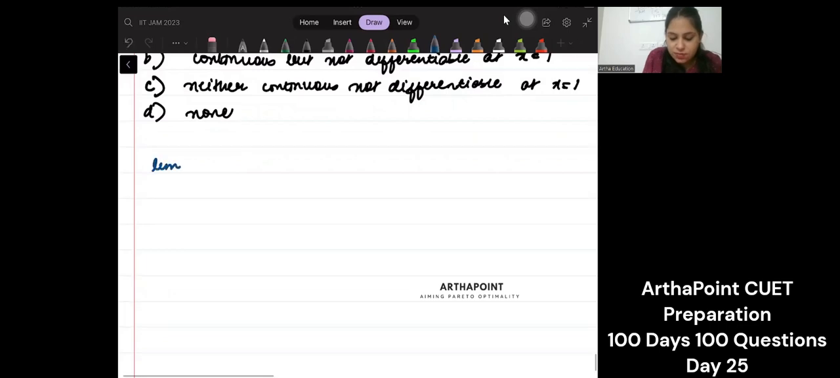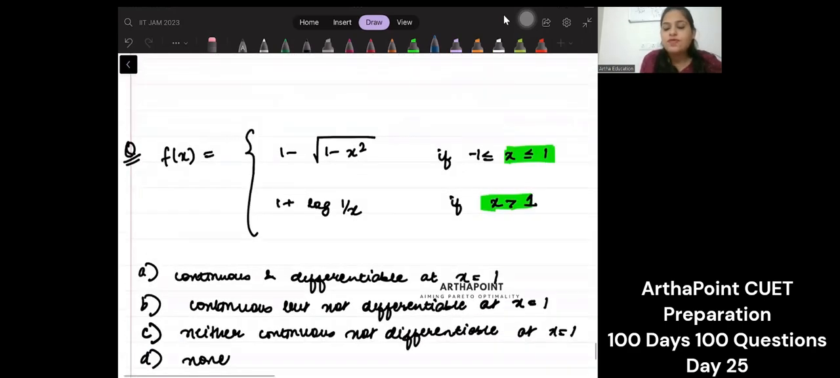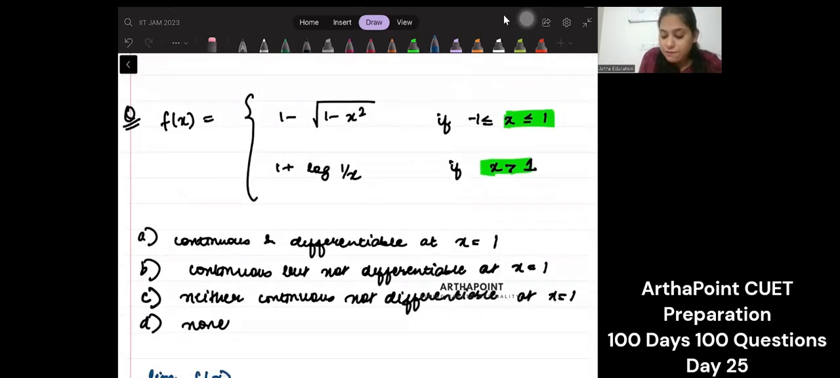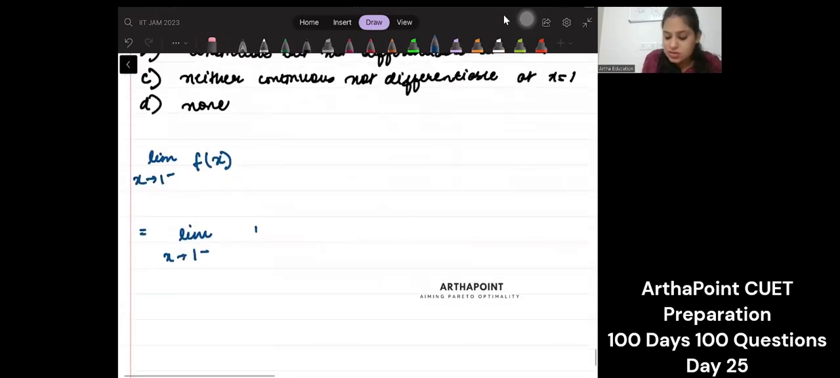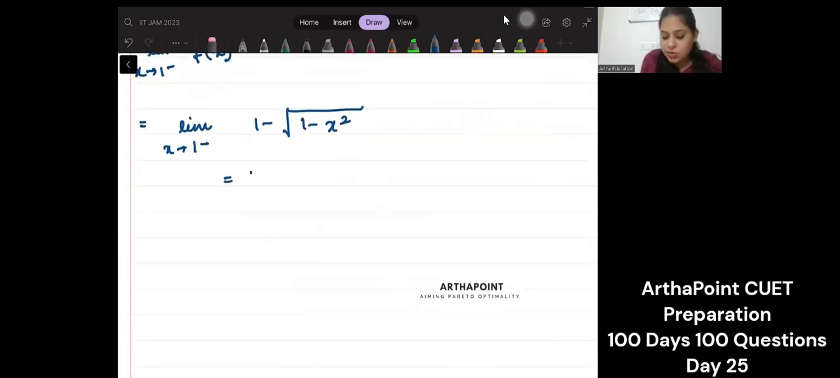So limit x tends to 1 minus f(x). When I approach from 1 minus, that means less than 1, which part of the function will I take? I will take this part, 1 minus limit x tends to 1 minus, and I will take 1 minus x squared under root. In this I will put x equal to 1. So I will get 1 minus 1 under root 1 minus 0. So I will get the answer as 1. So when I am approaching from the left hand side, I am getting the answer as 1.